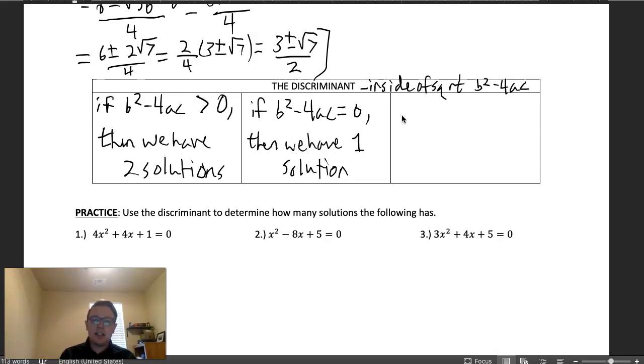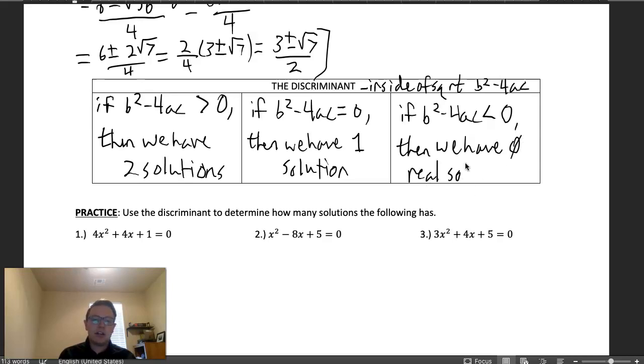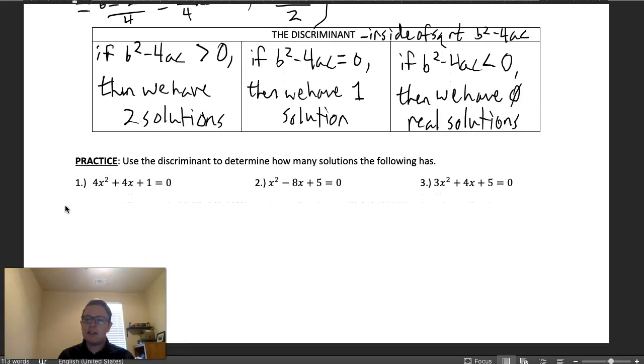And the final one is if our discriminant, b squared minus 4ac, is negative, or it's less than 0, then we have no solutions because we can't take the square root of a negative number. Then we have, and we're going to call this 0 real solutions, because we'll be learning in just a little bit about non-real numbers. So let's go ahead and do a practice, and then let's have you do a practice.